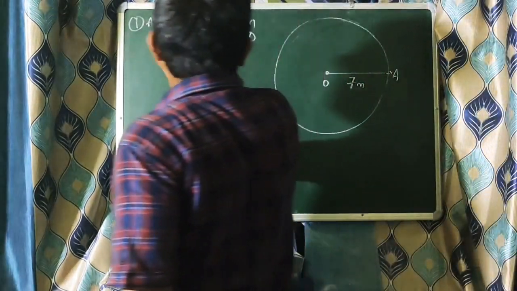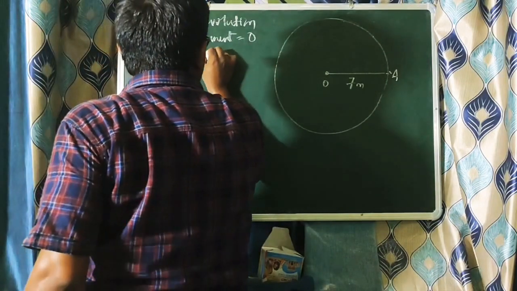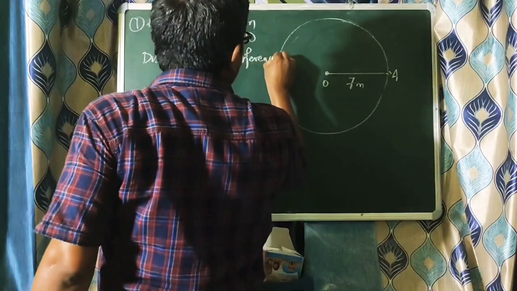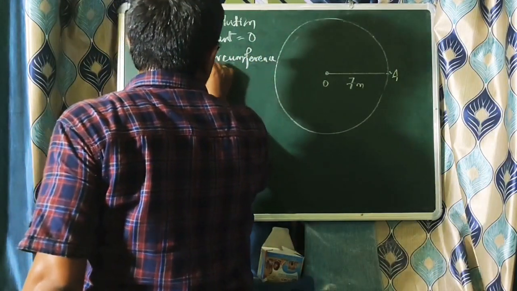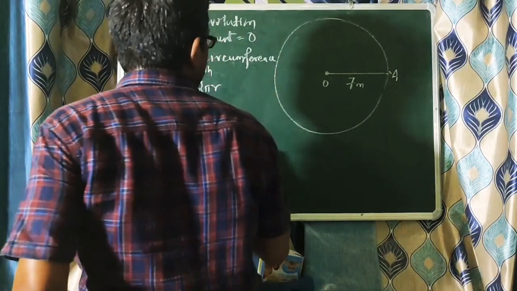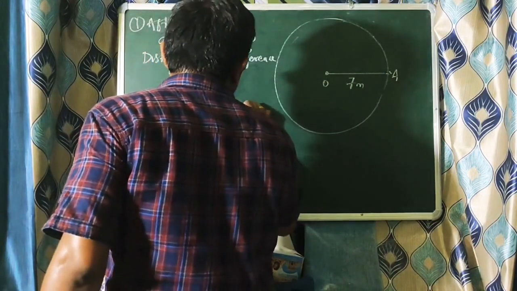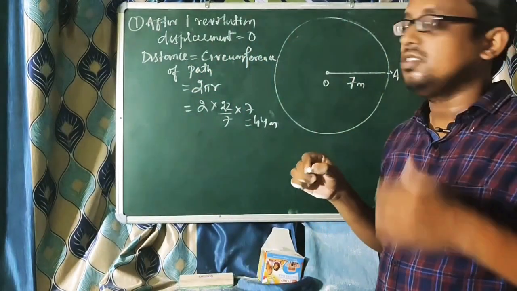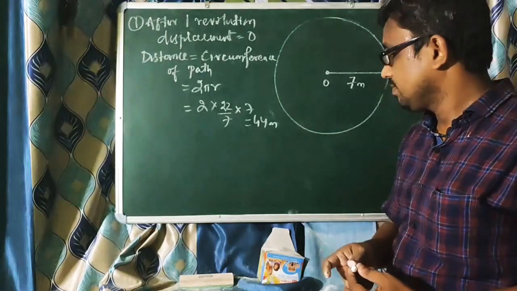Now what is the distance? It is equal to the circumference of the circular path, which is 2 pi r. It will be 2 into 22/7 into 7, which is 44 meter. So after one revolution, the car will travel 44 meter distance.